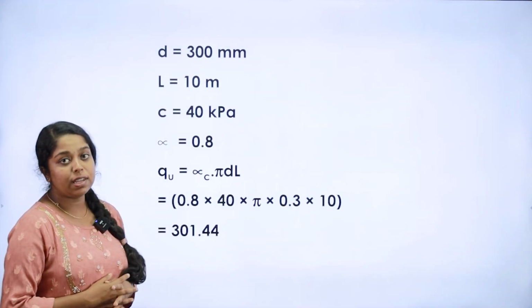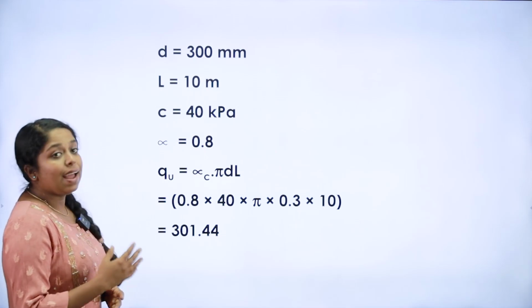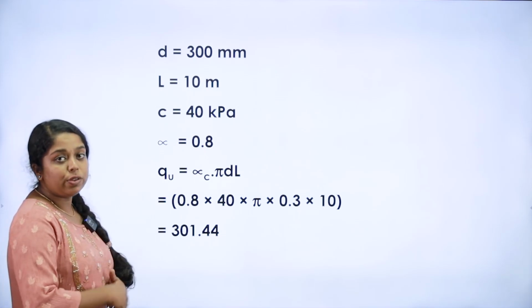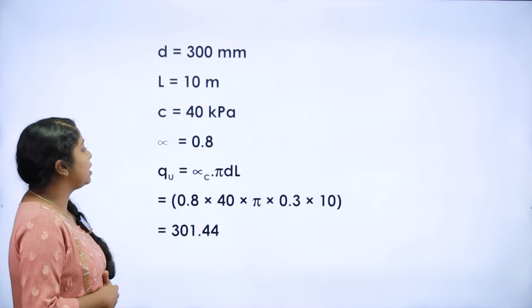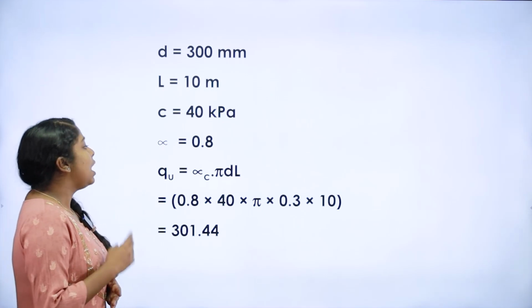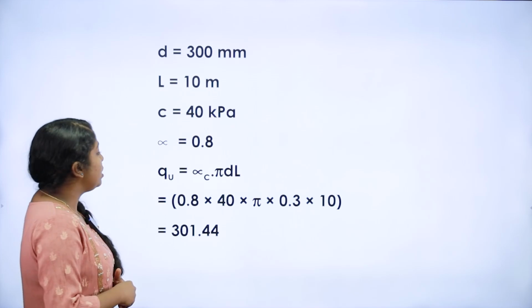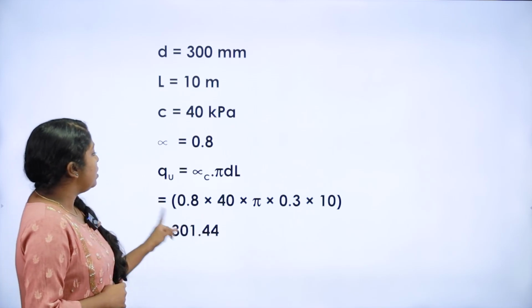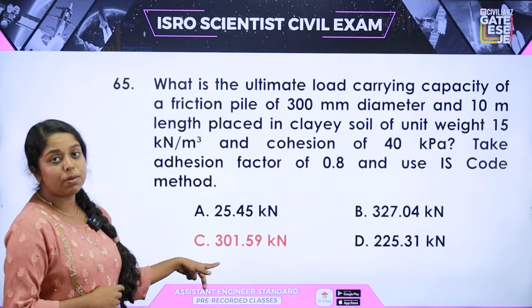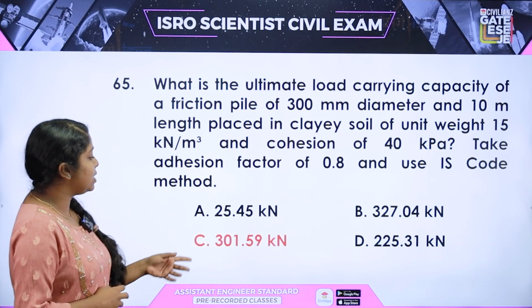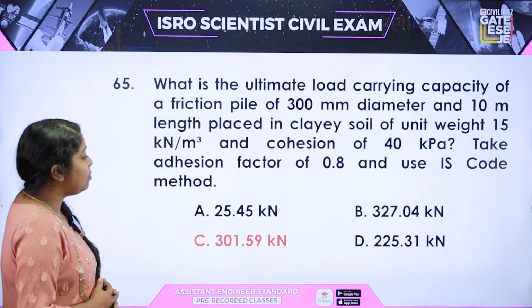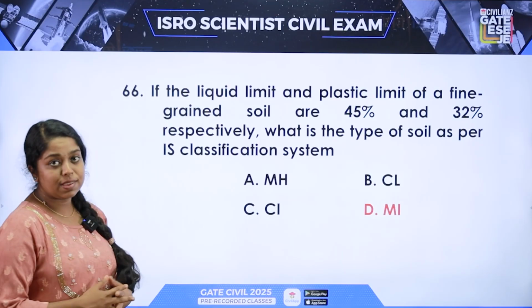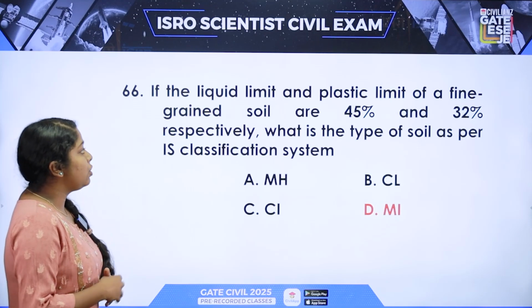So, it has been given that D is equal to 300 mm, L is equal to 10 meter and C is equal to 40 kilopascal. It is also given that the adhesion factor alpha is taken as 0.8, and using the equation we will find that Qu is equal to 301.44, and from the options, the most suitable answer is option C. So, the right answer is option C, 301.59 kilonewton. Moving on to the next question. This is also from geotechnical engineering.